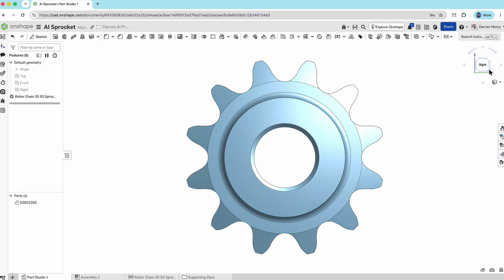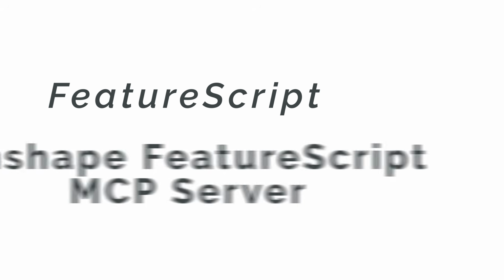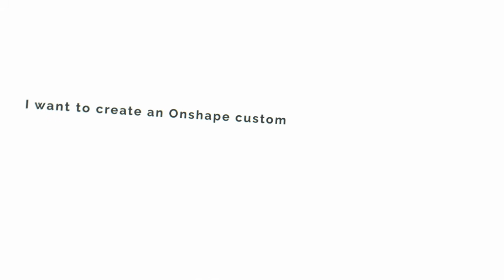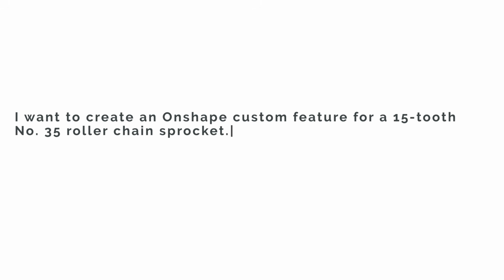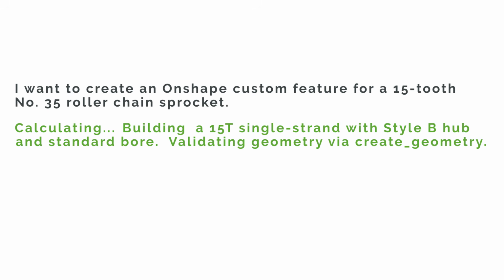So how did AI and Onshape make this possible? The answer is FeatureScript and the new Onshape FeatureScript MCP server. Once connected to your favorite LLM, you simply describe the feature you want to build. The AI writes the feature script, the source code behind custom features in Onshape.